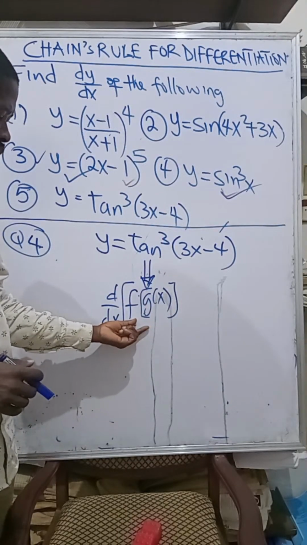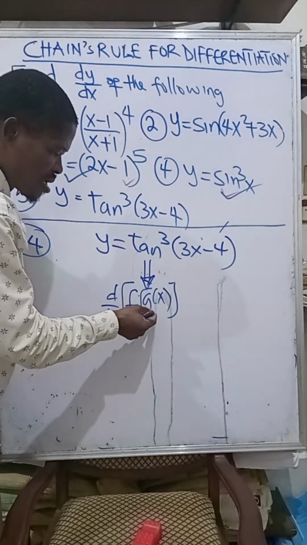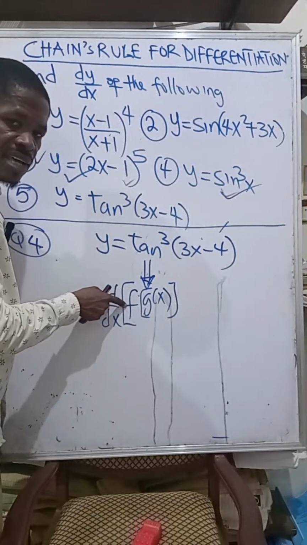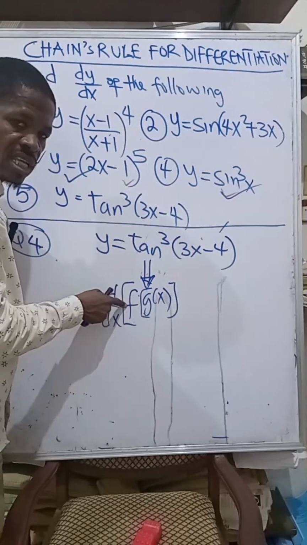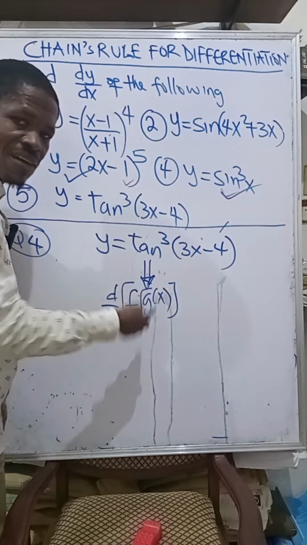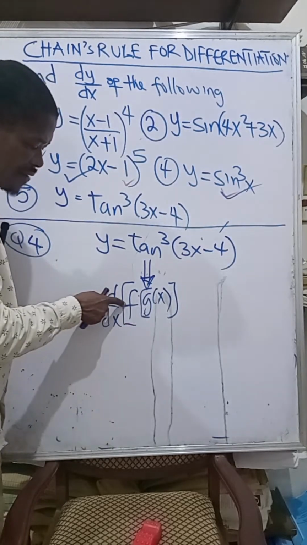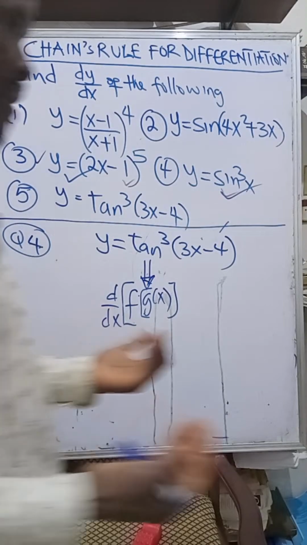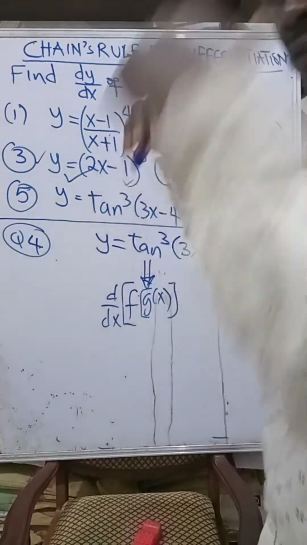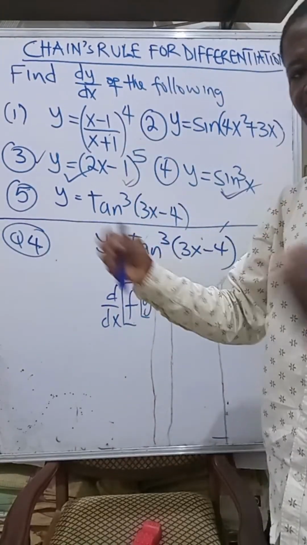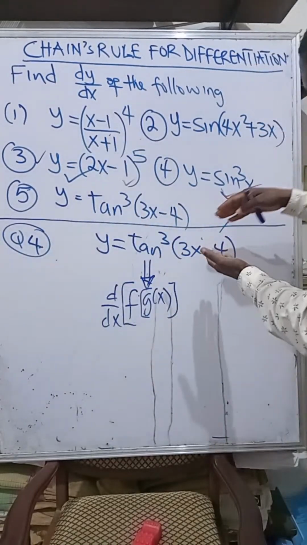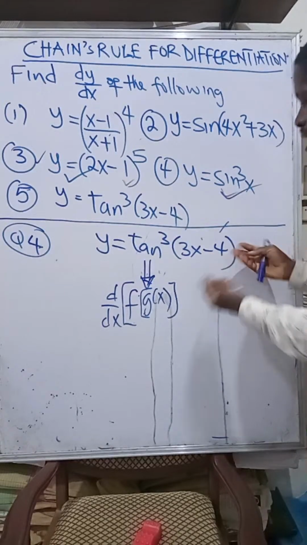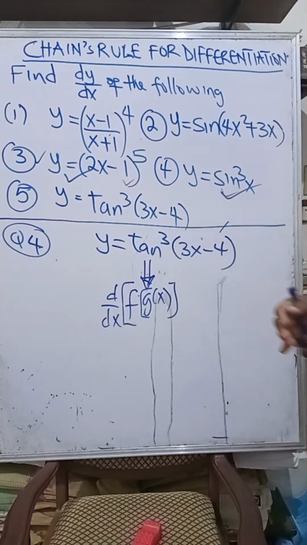And the format is what? You are having g of x inside f. g of x is an inner function, while the f is an external function. So you have a function inside a function. That's the same thing happening here: you have a function, 3x minus 4, inside tangent.